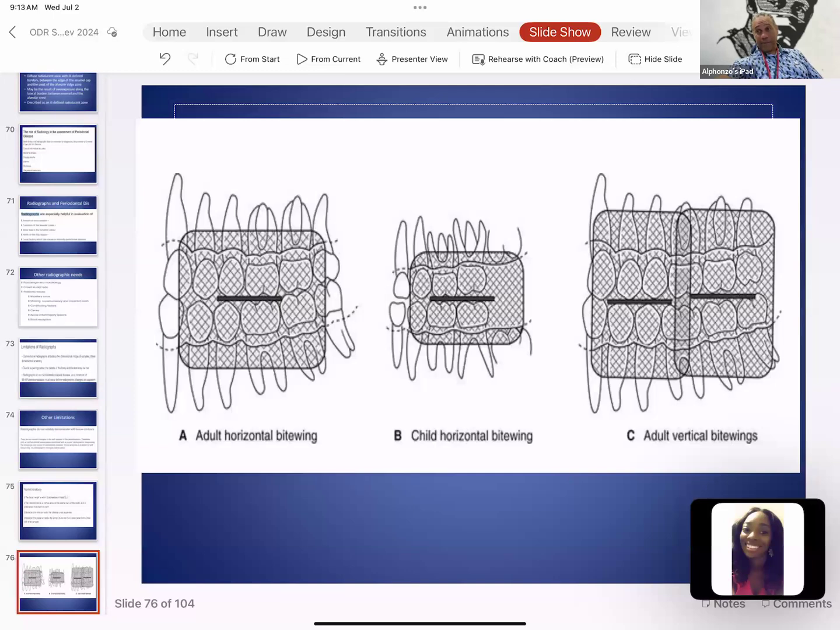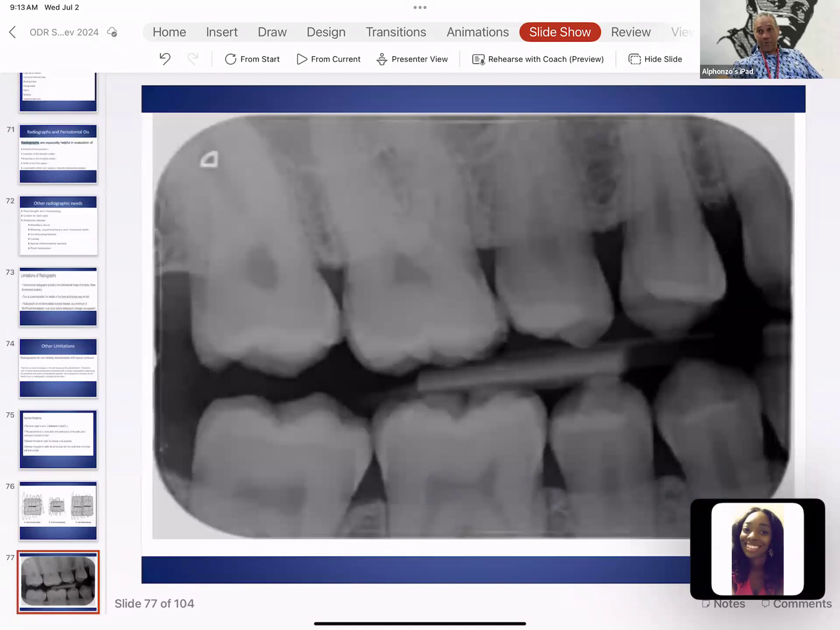But like I said, some people do have a preference for this. They can be difficult to get with the sensors also. Not so hard with film, but more difficult with the sensor. Here's a shot of the bite wing shot.